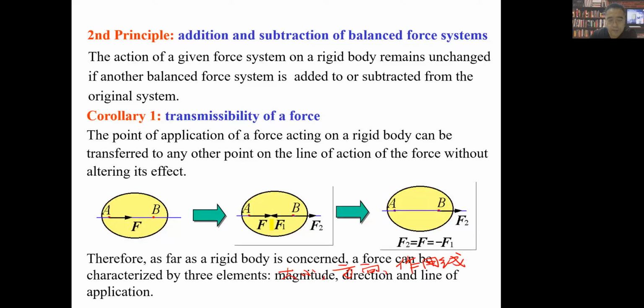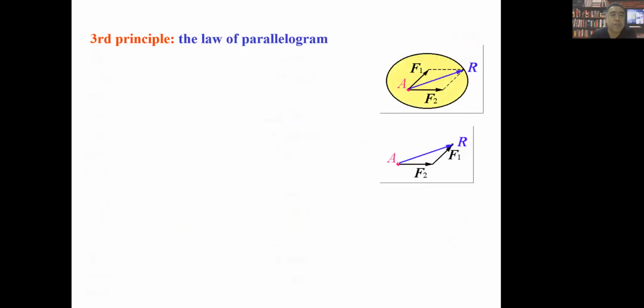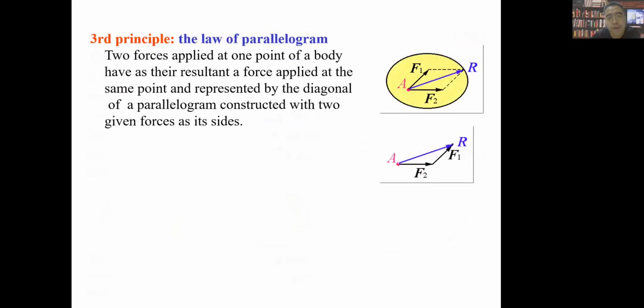Therefore, as far as the rigid body is concerned, the force can be characterized by three elements: magnitude, direction, and line of application. See? That's what I wrote in Chinese, right? So let's move into the third principle. The third principle tells us the law of parallelogram. It's very difficult for me to read it clearly. So actually, parallelogram means 平行四边形.